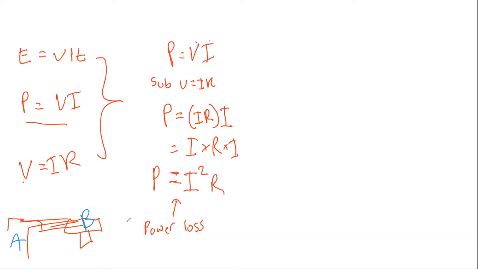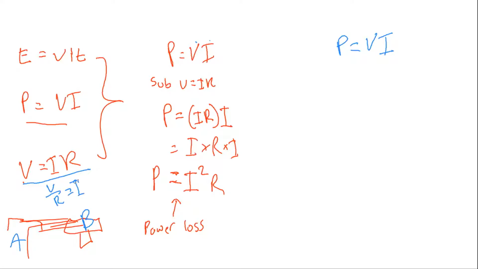Now, I promised you guys 2 formulas today, and I've only given you 1, so it's time for the second formula. We're going to do the same thing. We're going to do P equals VI. But this time, instead of replacing the V, we're going to replace the I. So we're going to change this formula down here to look like this: V divided by R equals I.